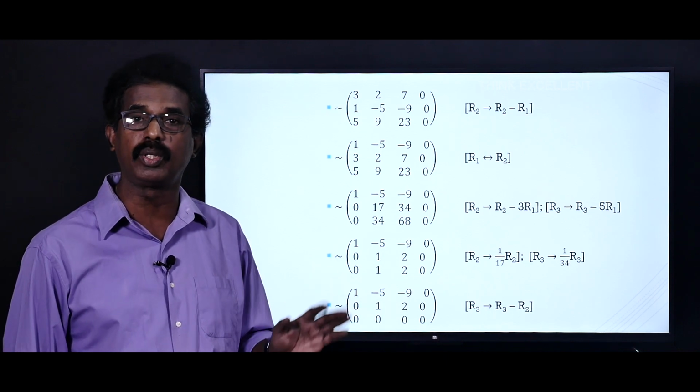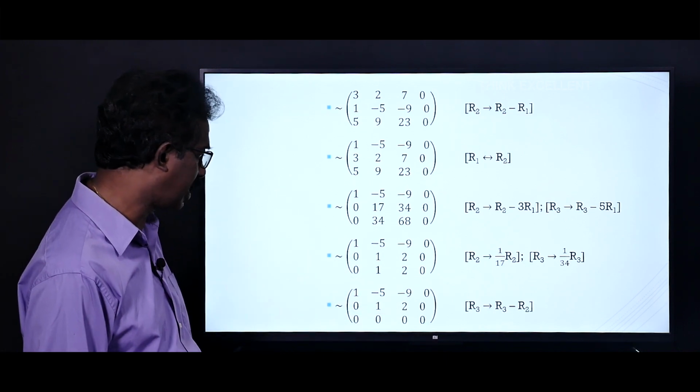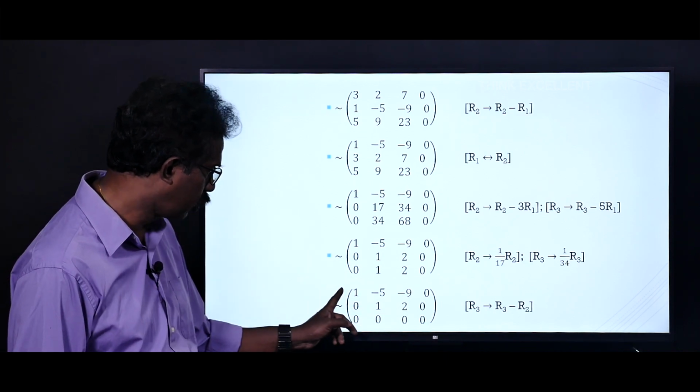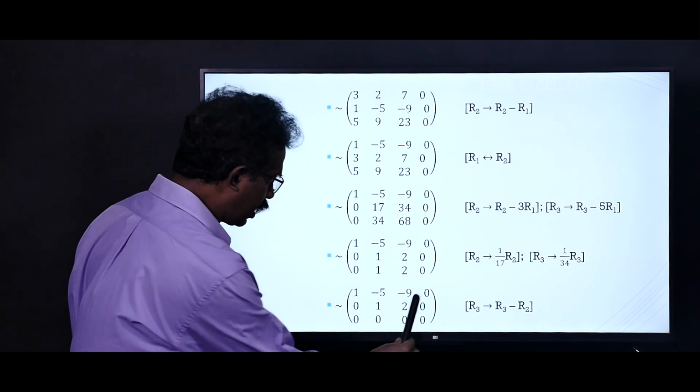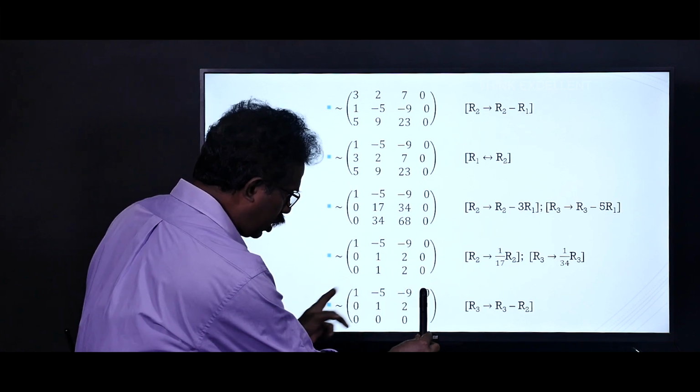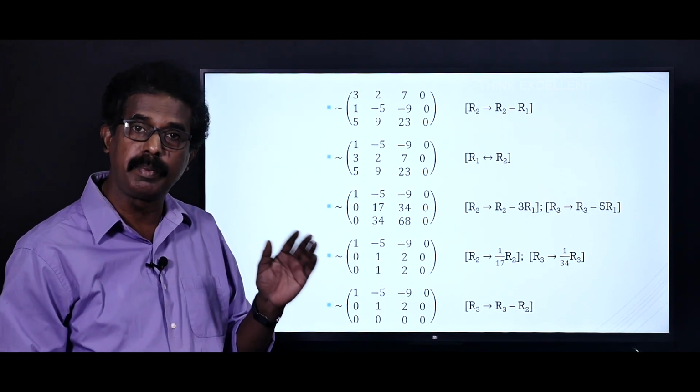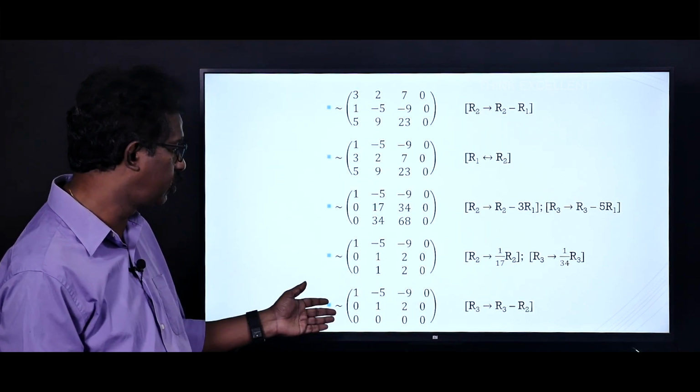Now from here you can find both the ranks. You can find rank of AB. How many non-zero rows? Only 2. What is rank of A? Leave the last column, right? See how many non-zero rows? That also 2. Rank of AB is 2. Rank of A is also 2.